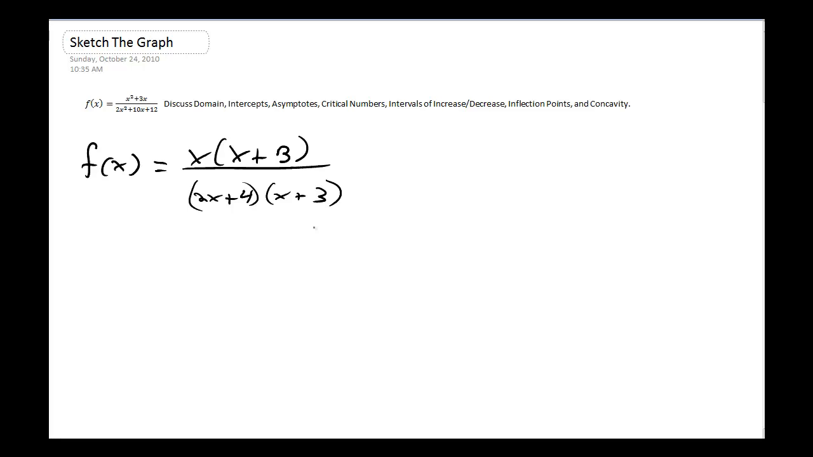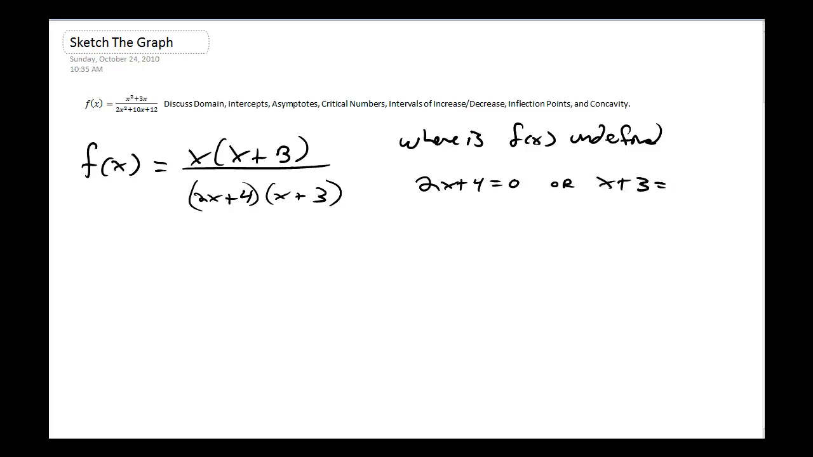To discuss domain, I need to care about where f of x is undefined. And f of x is going to be undefined where its denominator is 0. Those happen in two places, where 2x plus 4 equals 0, or where x plus 3 equals 0. Solving these two equations tells me that either x equals negative 2 or x equals negative 3. These are two numbers that are not part of my domain, so at the end of the day my domain is everything except those two numbers.